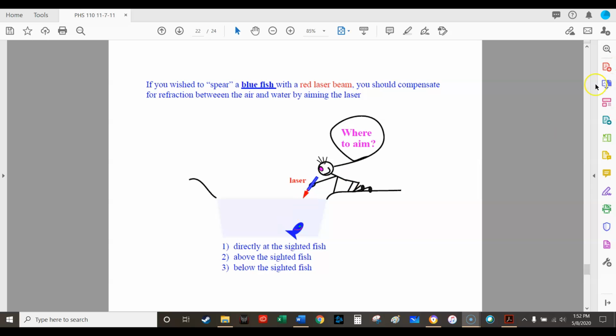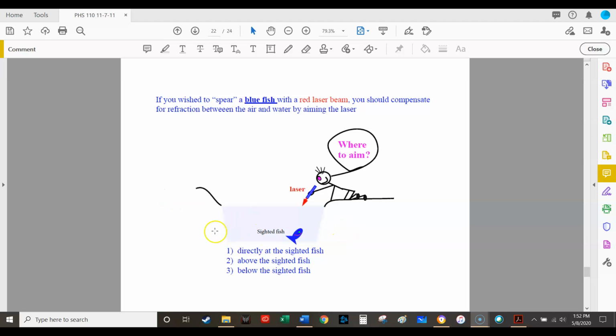And I should draw on here that this is the sighted fish. So let me include that in here as well. So this is where you see the fishy. Now where should you aim in order to spear this fishy, not really spear, but hit the fishy with a red laser beam? Above or below or directly at where you see the blue fish? Go ahead and pause the video and let me know what you think.